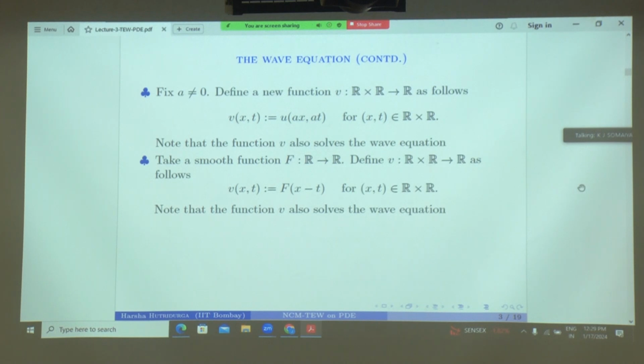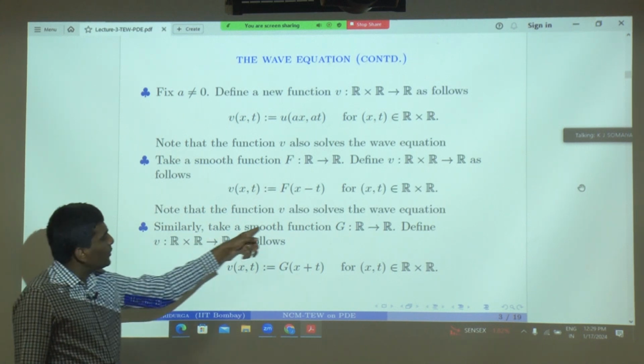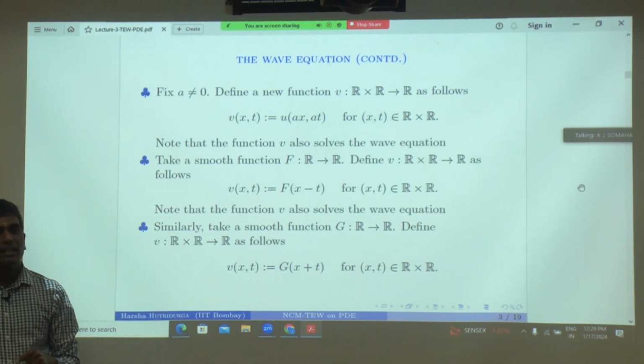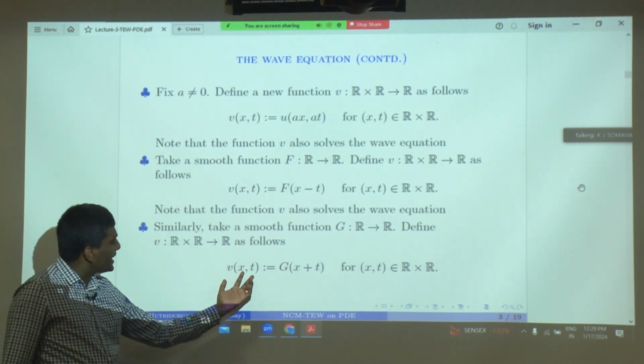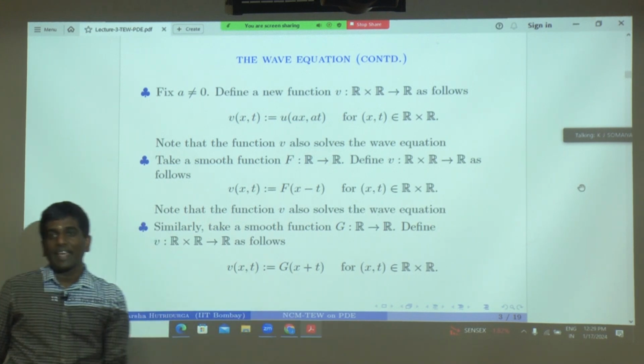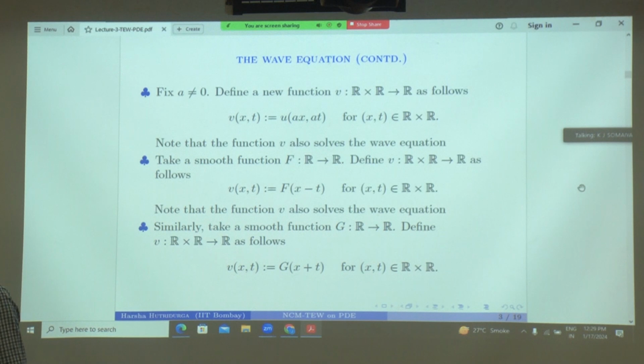And there is nothing special about x minus t. You can actually take x plus t also. So this is another observation: you give me any smooth function g, which is a real valued function of one variable, and using that you define a new function v of two variables, essentially g of x plus t. Same idea. You can show that v also solves the wave equation.